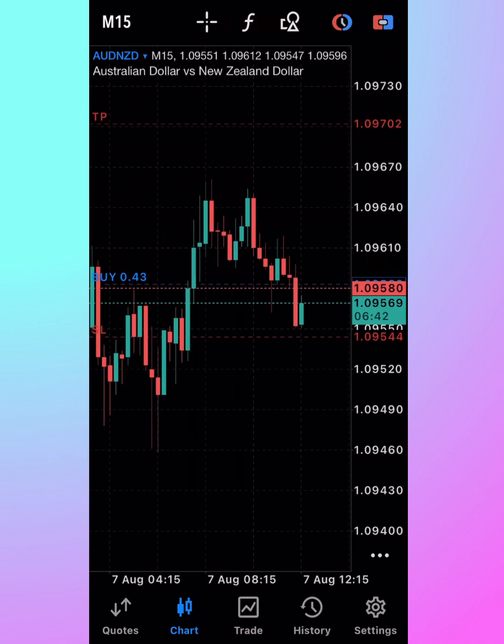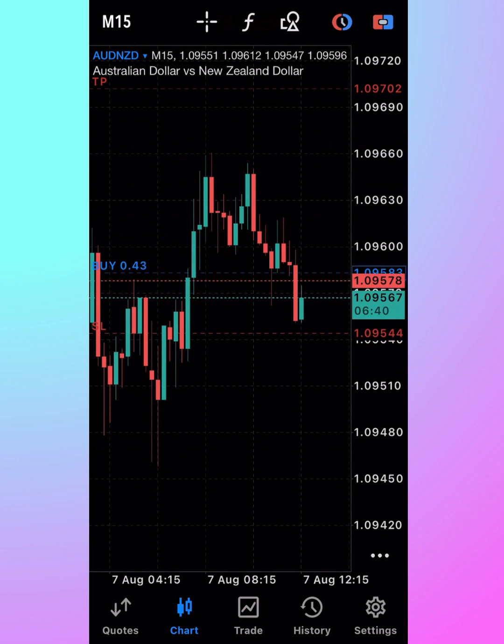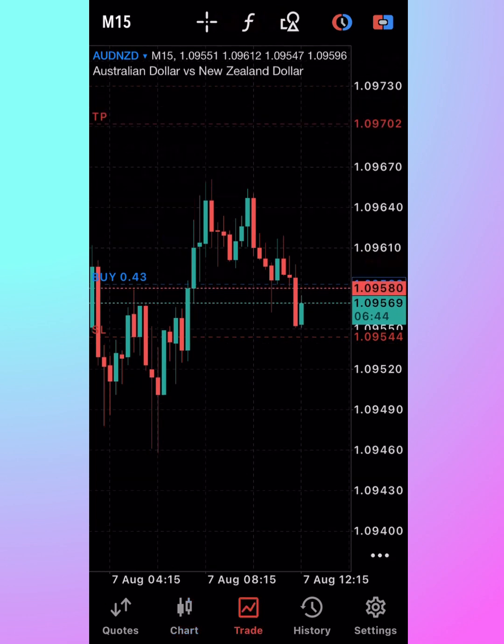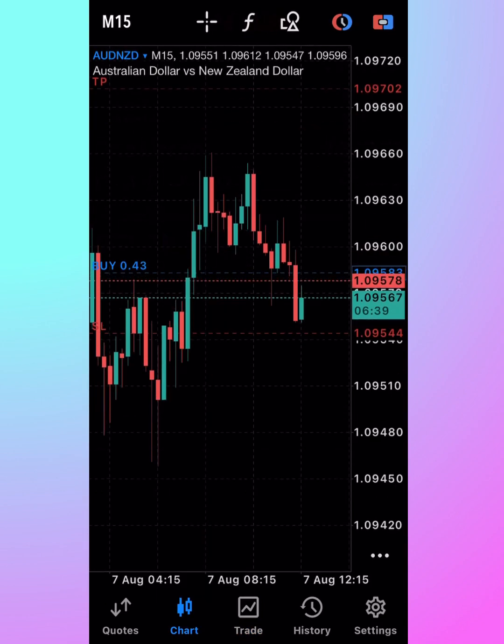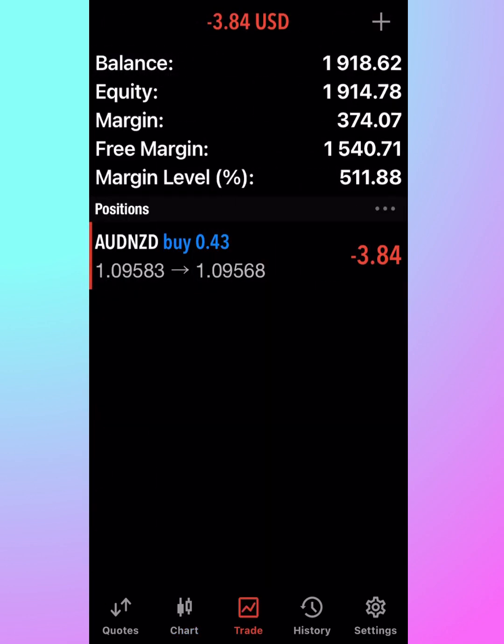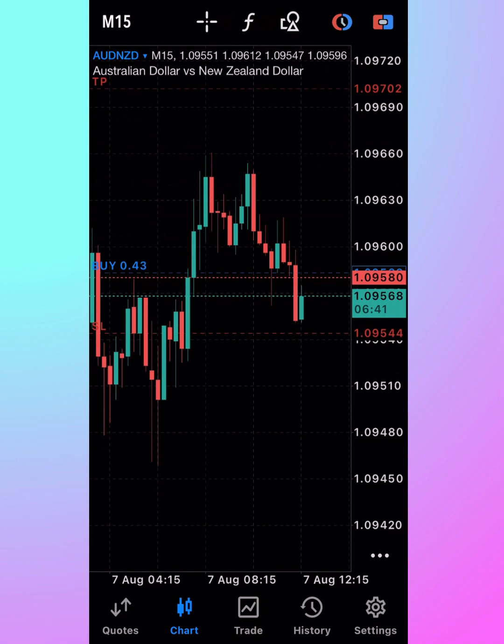I'll continue to update you guys for real though. I will definitely go into the charts, and I'll show you guys a trade. 0.43 lots, SL $10, TP $30, 1:3 on that trade. So let's jump into the chart and let me show you guys something.